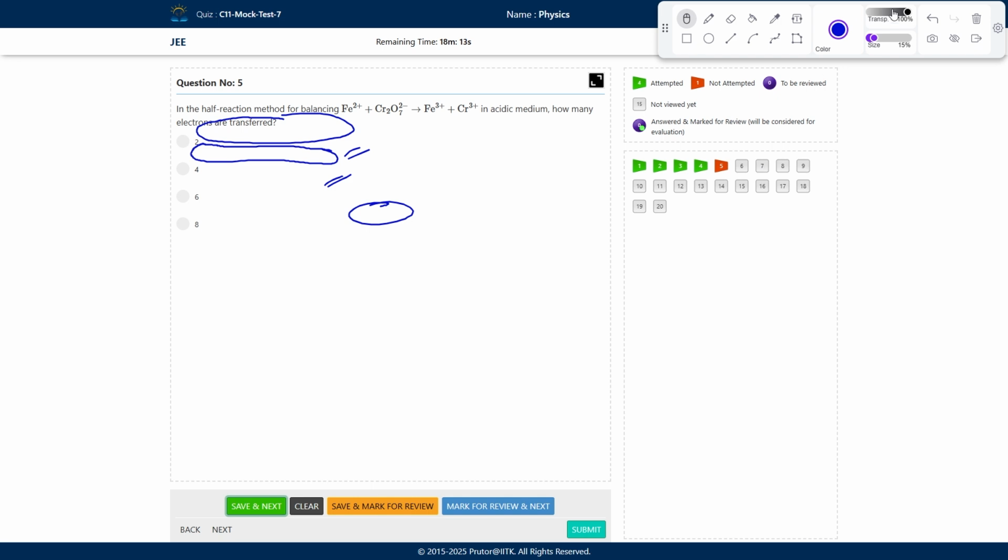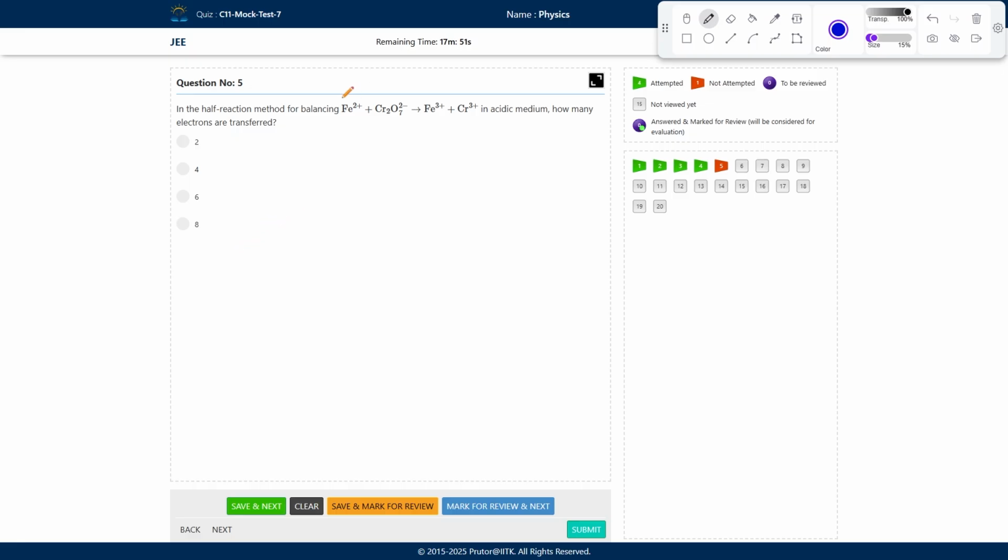Moving on to the next question. You have to balance this given equation with the help of half reaction method and see what the electron transferred is. You have to basically count the number of electrons that you will get before adding. So before adding, the electron count that you are getting is the electron transferred.